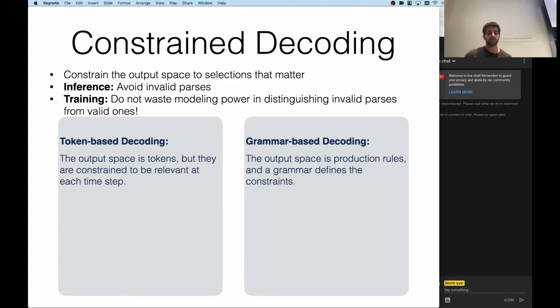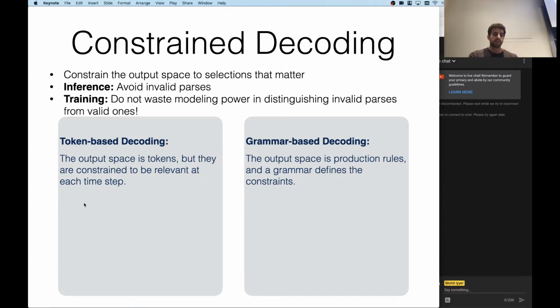So that's what we just talked about, this constrained decoding. The goal is to avoid any invalid parses or logical forms generated during the decoding phase. And this requires you to have the ability to write some sorts of rules to constrain the decoding process and get rid of these invalid parses.